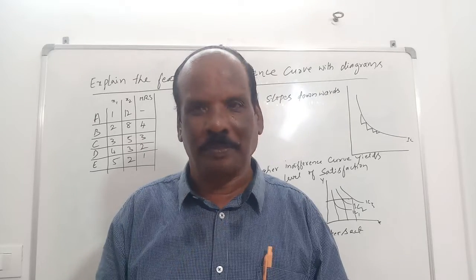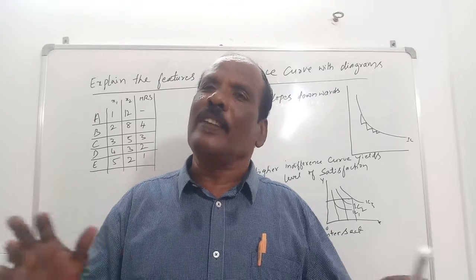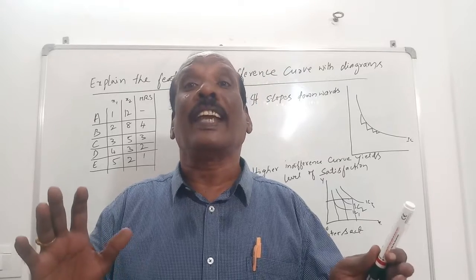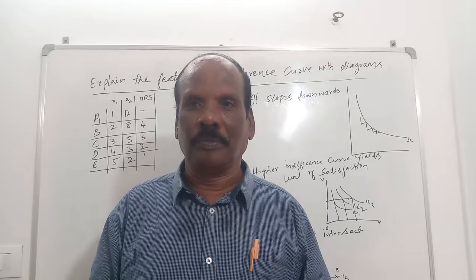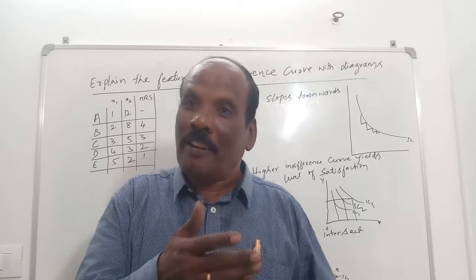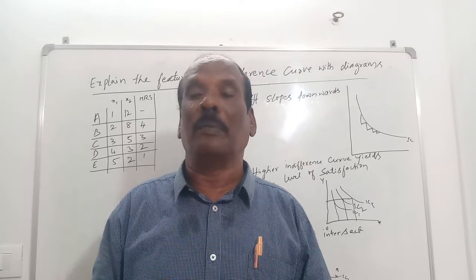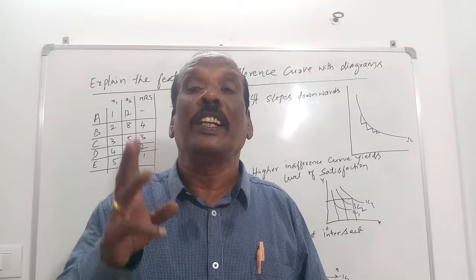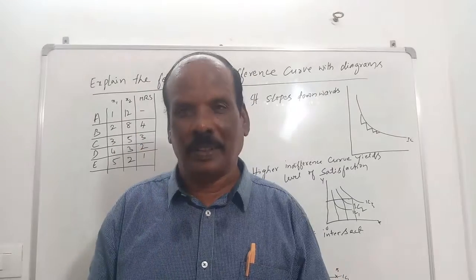Okay. And indifference curve has got nearly 8 to 9 features. But according to the NCERT syllabus, we are supposed to explain only 3 important features.